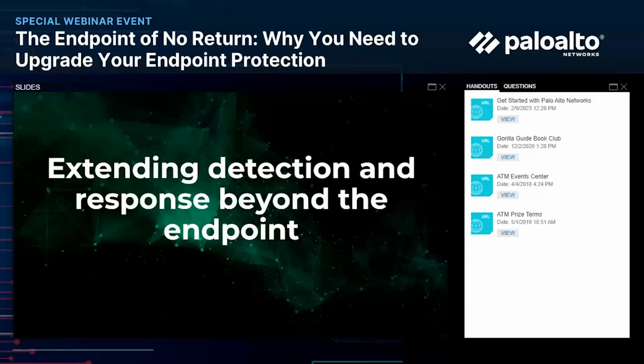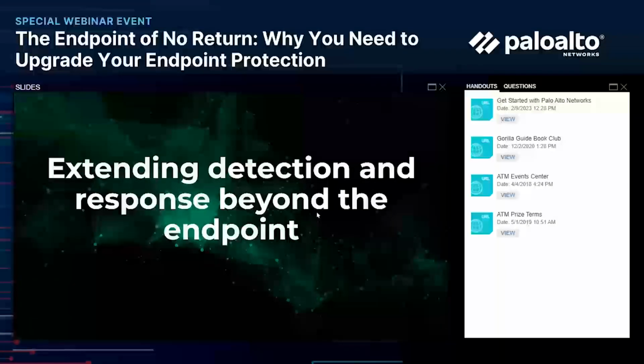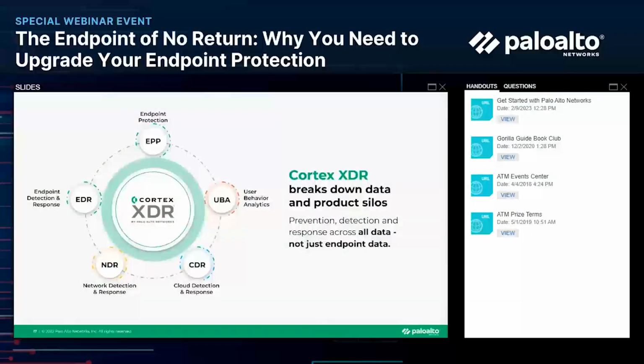So with continued innovation, the market is really moving towards consolidating more security tools, which is why XDR continues to be quite a buzzword. It extends detection and response beyond the endpoint. So let's take a deeper look. Cortex XDR builds upon the criticality of EDR, but further seeks to break down silos and consolidate tools.